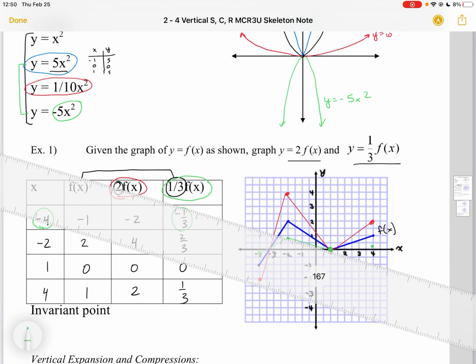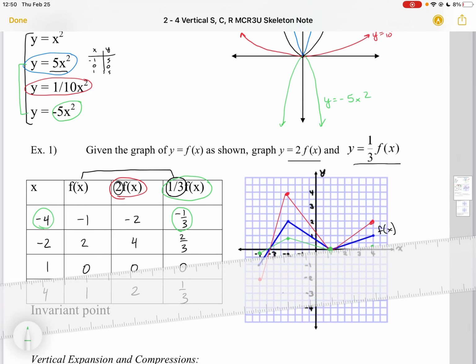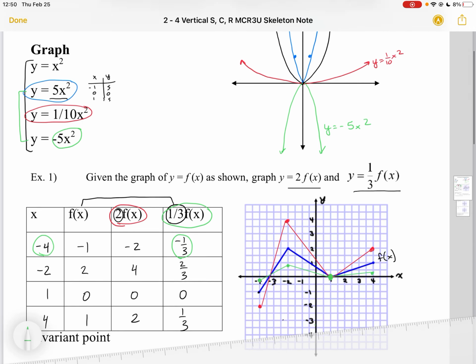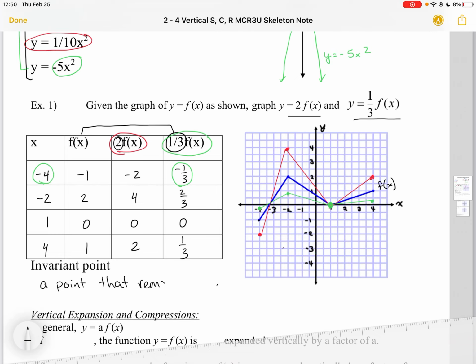And now what I can see is that I've got a vertically compressed graph there. So an invariant point is the last thing that we have to define. An invariant point is just a point that remains unchanged.